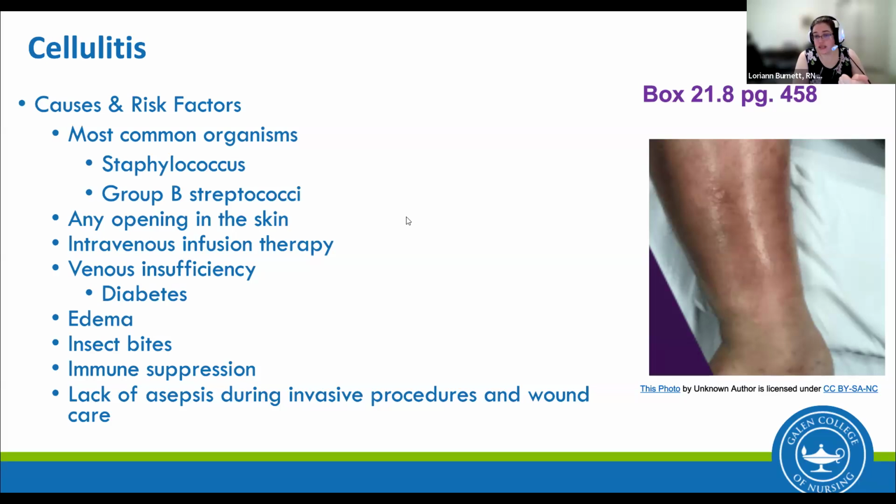IV therapy, venous insufficiency, and diabetes make it much more likely. Edema and insect bites too. Our patients who have immunosuppression, again, are high risk because they're at risk for opportunistic infection. And of course, there's the lack of asepsis when we're talking about invasive procedures, which could be inserting a Foley catheter, surgery, or a bedside biopsy. Either way, that lack of asepsis is a risk factor.